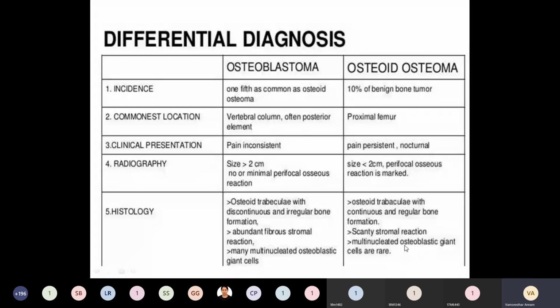Multinucleated giant cells are seen very rarely in osteoid osteoma, whereas they are seen in good number in osteoblastoma. Fibrous stroma is more, and trabeculae with discontinuous and irregular bone formation is noted. Size is more than 2 centimeters, whereas in osteoid osteoma it is less than 2 centimeters. Pain is inconsistent or may not be present in osteoblastoma, but pain is nocturnal and always present in osteoid osteoma. Commonest site of osteoblastoma is the vertebral column, whereas for osteoid osteoma it is the proximal femur. So both are benign tumors.